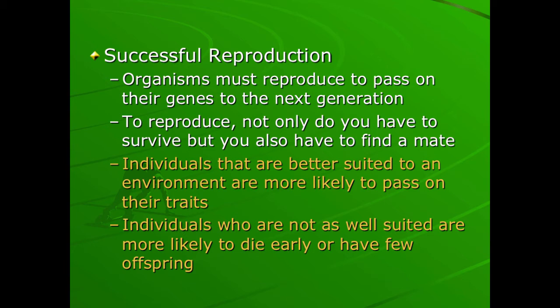Now, write this one down. Individuals that are better suited to an environment are more likely to pass on their traits. Individuals who are not suited are less likely, and they will die and have few offspring. So definitely just write this one right here in the middle. That's the only one you need to write down.